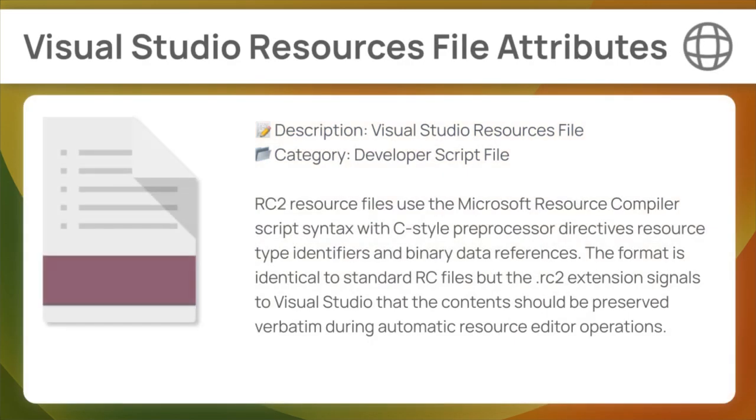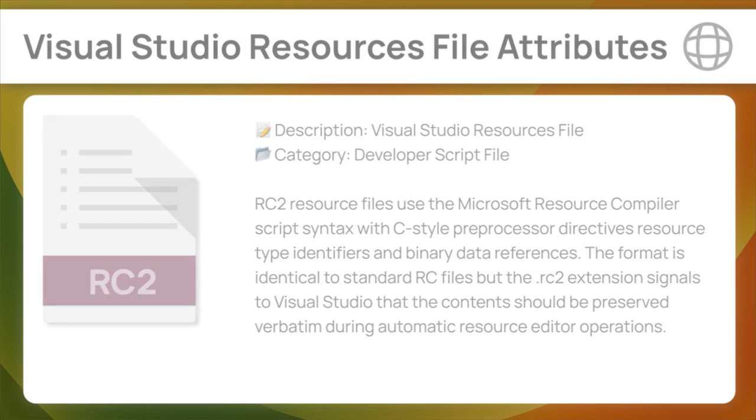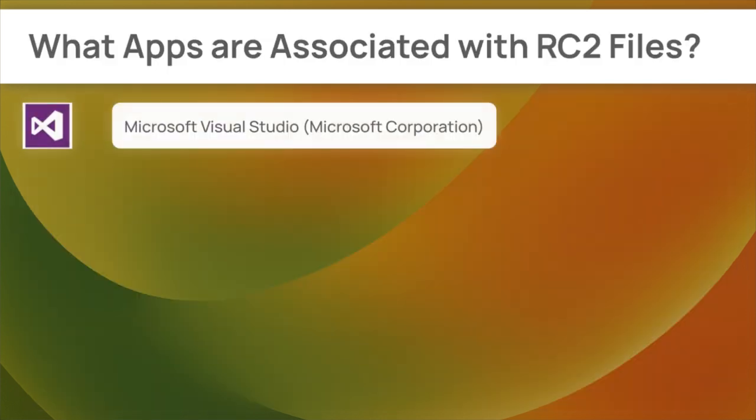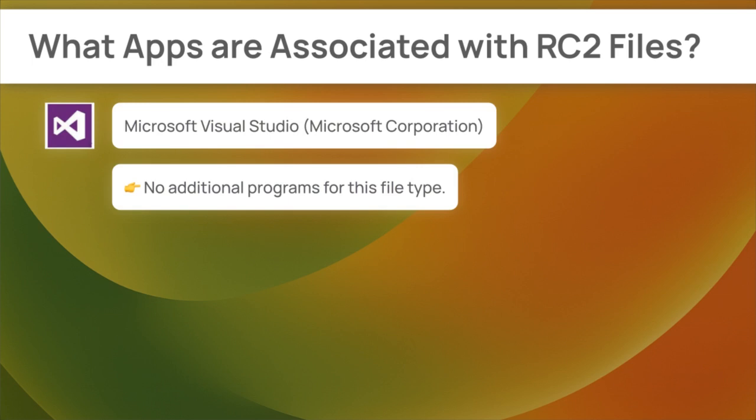RC2 resource files use the Microsoft Resource Compiler script syntax with C-style preprocessor directives, resource type identifiers, and binary data references. The format is identical to standard RC files, but the RC2 extension signals to Visual Studio that the contents should be preserved verbatim during automatic resource editor operations. Microsoft Corporation defined Microsoft Visual Studio as the main handler for RC2 files.